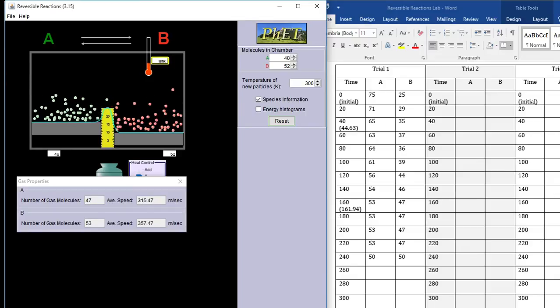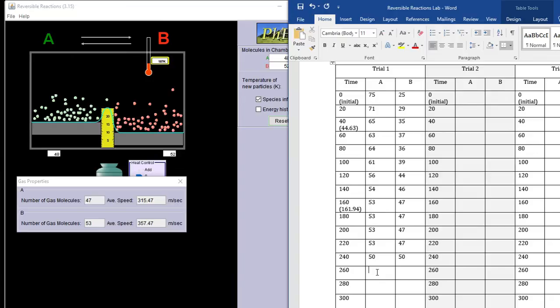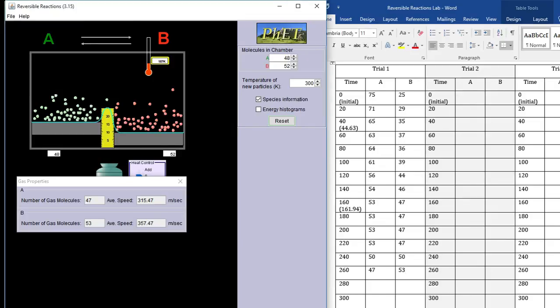To 59.58, that's about as close as I'm going to get. 47.53. Okay, so it kept going. So we did get 53.47, which is definitely going to be probably our equilibrium point. That's the point where it was the most stable. But as time progressed, it kept going.